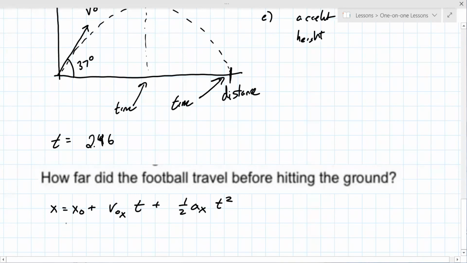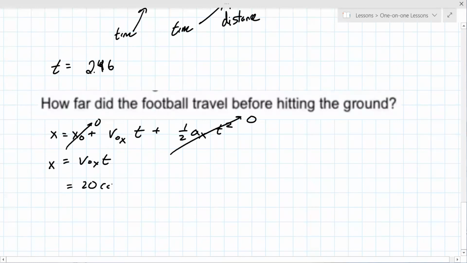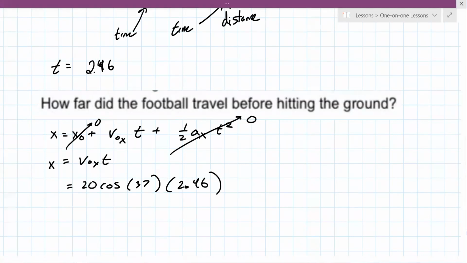All right, so x0 is 0, and we add 20 cosine 37 times 2.46. Oh yeah, I forgot that. Times 2.46 and plus 1 half. Wait, do we not use acceleration in this? The acceleration in the x direction is 0. Okay. 0 t squared. All right.